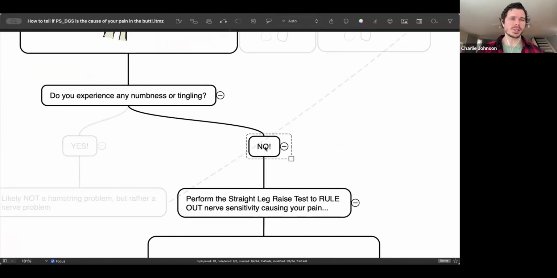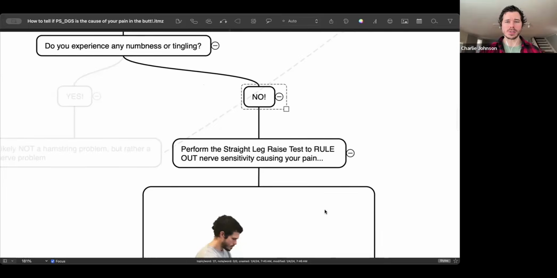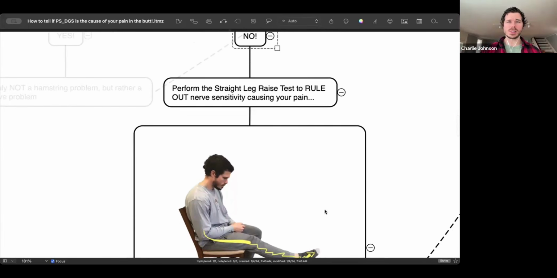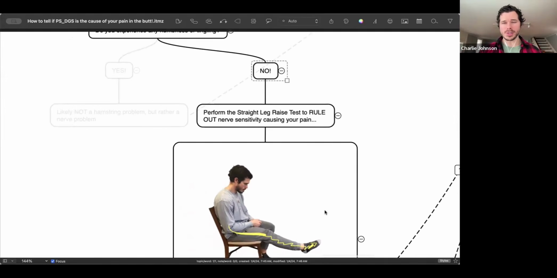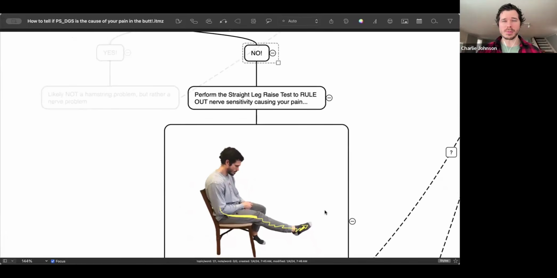Now, let's just say you're watching this and you're like, hey, I don't have numbness or tingling, but I'm still not sure. Maybe my hamstring is causing the problem. Then what we can do is perform additional testing, which we'll do now, to help you determine if your sciatic nerve is sensitive. And just be sure about it, all right? So here's what we're going to do. We're going to perform the straight leg raise test to rule out nerve sensitivity causing your pain. Basically, if you do this test that I'm about to show you in the order I'm about to show you, and it does not cause you pain or problems, then you do not have sciatica. You might have piriformis issues, but you don't have piriformis issues causing nerve sensitivity or sciatica.